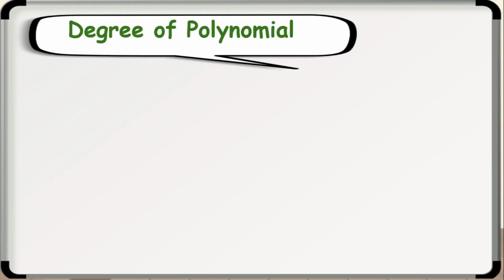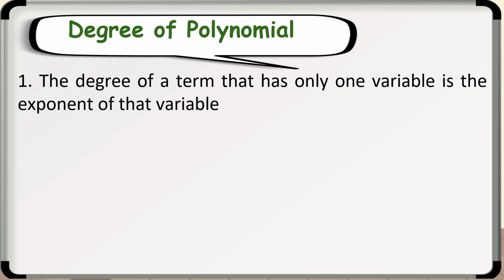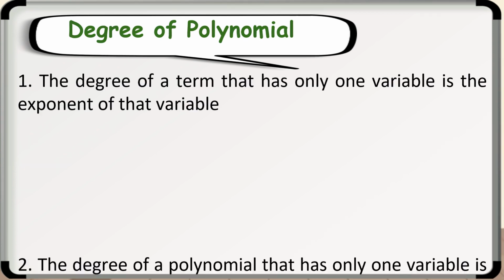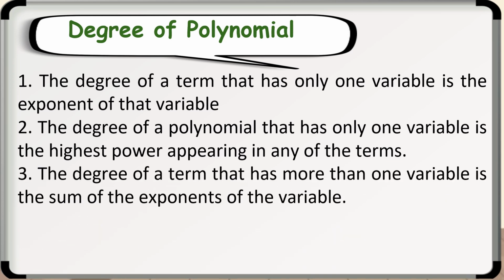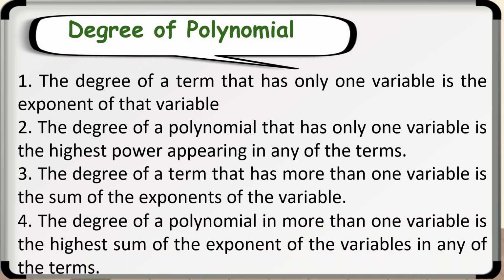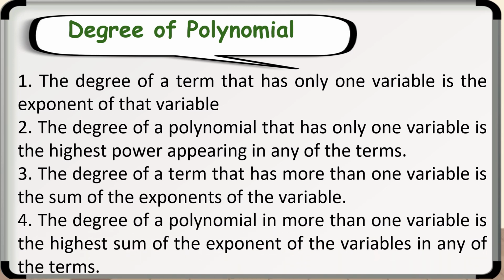Moreover, here are the things that we should consider when dealing with the degree of a polynomial. Number 1. The degree of a term that has only one variable is the exponent of that variable. Number 2. The degree of a polynomial that has only one variable is the highest power appearing in any of the terms. Number 3. The degree of a term that has more than one variable is the sum of the exponents of the variables. Number 4. The degree of a polynomial in more than one variable is the highest sum of the exponents of the variables in any of the terms.